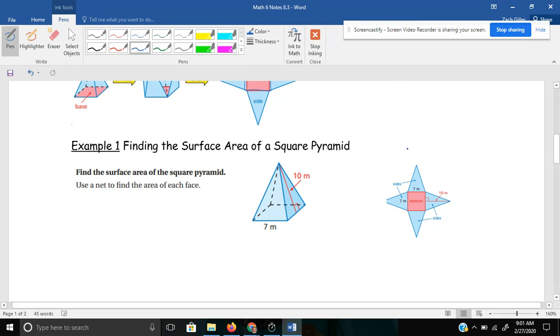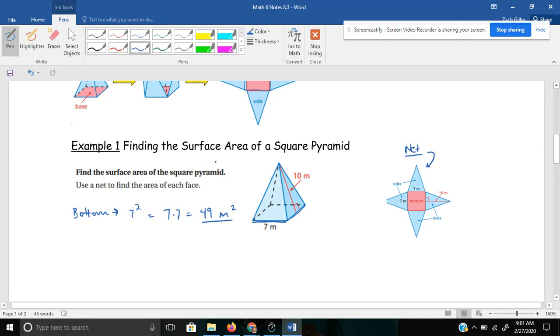Remember, the net is when you take your 3D figure and you unfold it, and this is an example of that. You don't have to do this. I'm not going to require that you do this, but sometimes it's a helpful visual. All right, so what we need to do is first I'll find the area of my bottom or my base. Since it's a square, all I need to do is take 7 squared, or same thing as 7 times 7. This length, this width, 7 times 7 would give me 49, and in this case, meters squared. That would be the area of that bottom.